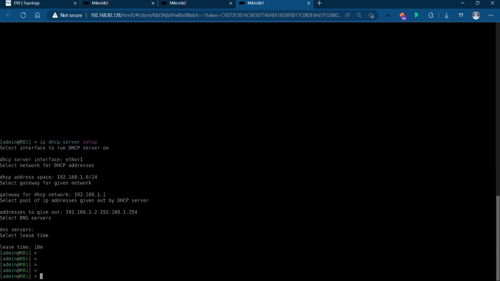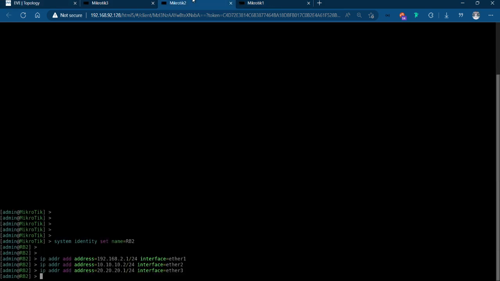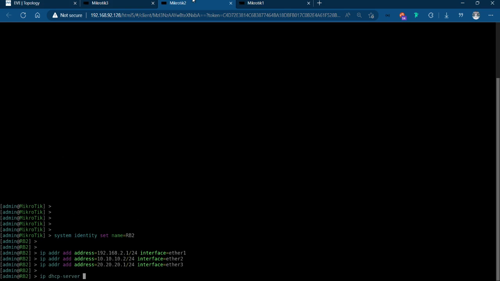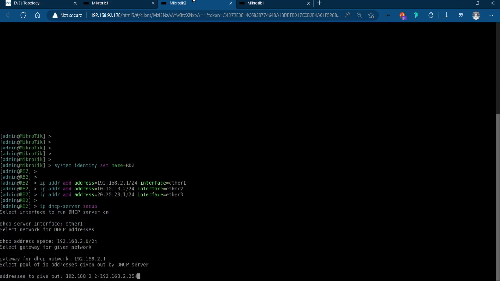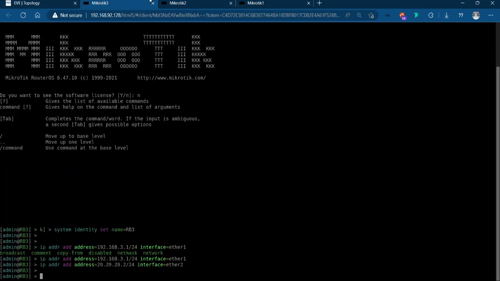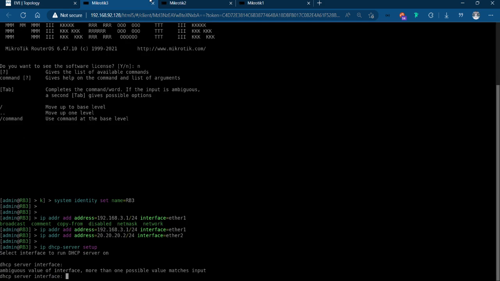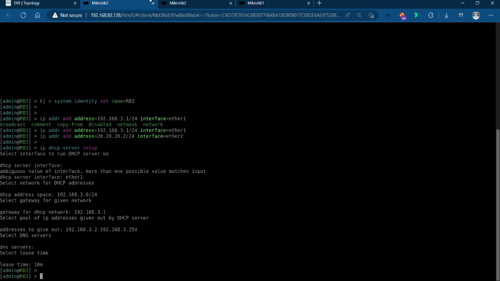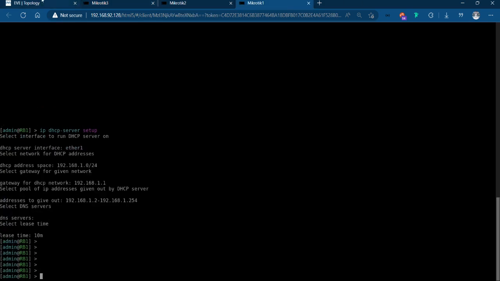Okay, done. Let's go to the Mikrotik: IP, DHCP server, interface, setup. The DHCP server, Dynamic Host Configuration Protocol, is going to give the VPC a random IP address. Now it's done. Let's redo the routing process.